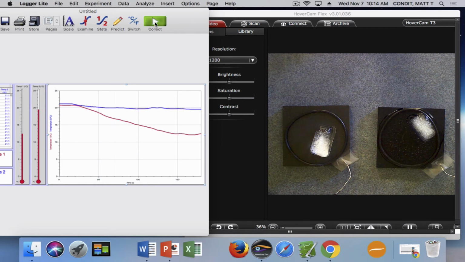And I'm not going to keep playing this any longer, but if this stayed up here for another couple of minutes, that ice cube would be completely melted.